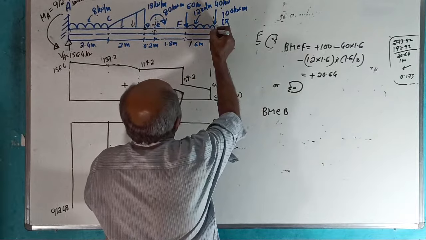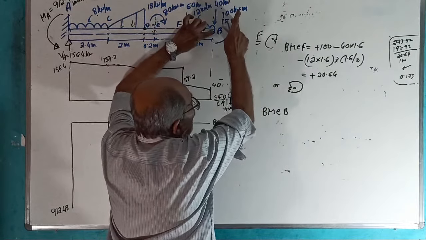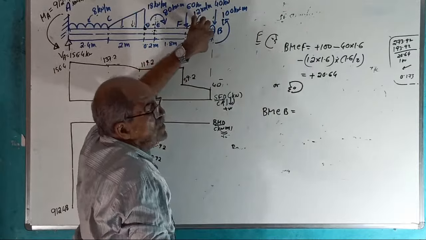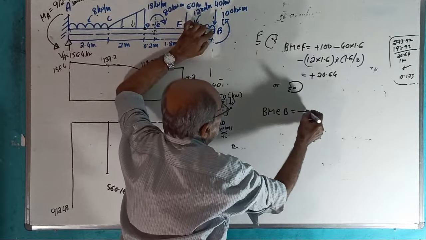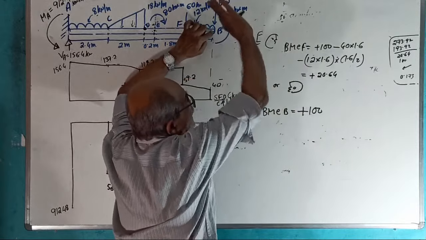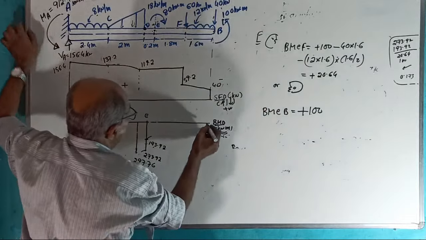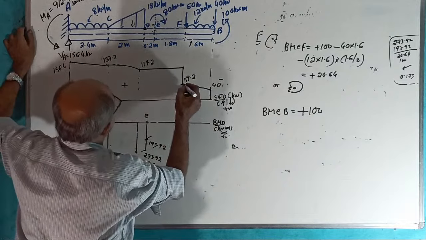Lastly, bending moment at B. Come slightly inside and look this side. If the couple is not there, the bending moment equals 0. Because of the couple, there is a bending moment of plus 100. Why? Sagging 100. Right. Now plot. Here see 193 point something. At the point here, the couple.